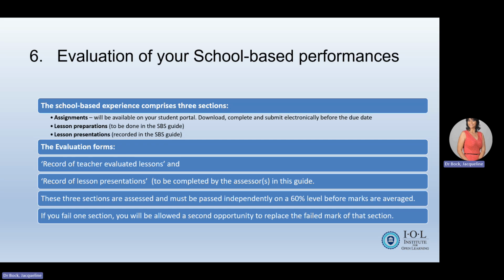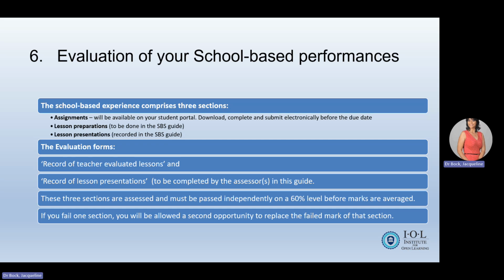These 3 sections are assessed and must be passed, which we already warned you about and made very clear: 60% for each of these sections. If you fail one section, you will be allowed a second opportunity, which is called the redo. If you fail again, you will have to go back to the school at the next opportunity that comes up.